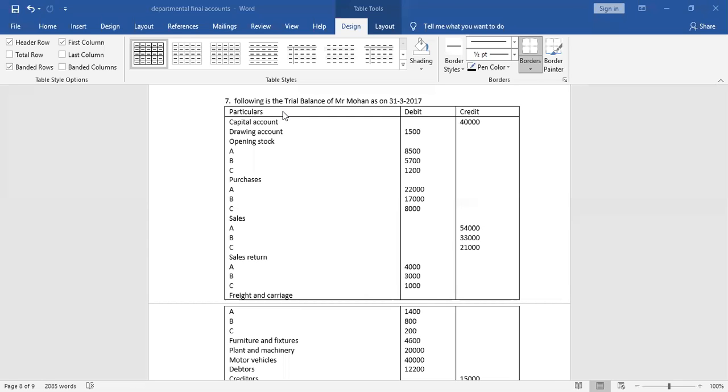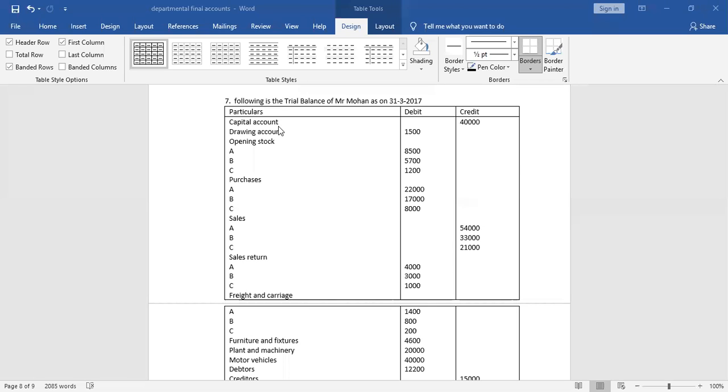This is the sum we will do today. Following is the trial balance of Mr. Mohan as on 31st March 2017. Trial balance is given. Particulars, debit and credit. Debit side will be assets and expenses. Credit side will be liabilities and incomes.